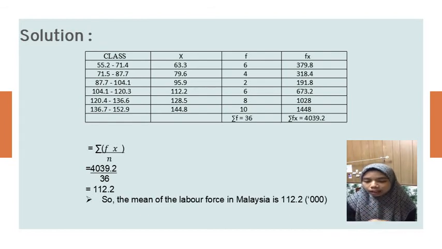Based on the formula, you can find the solution, which is x-bar equals the Greek capital sigma in bracket fx divided by n. So 4039.2 divided by 36, the answer is 112.2. So the mean of the labor force in Malaysia is 112.2 in bracket 1000. This is the answer of the mean for the data.